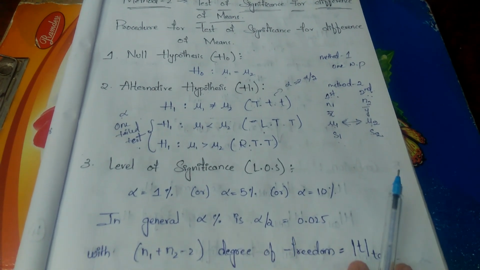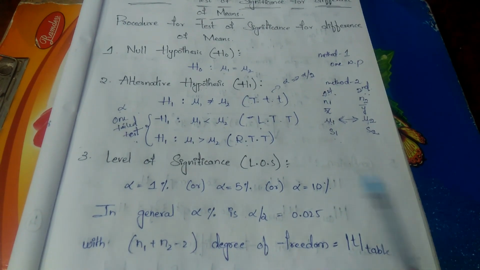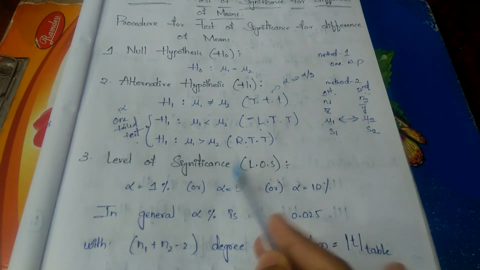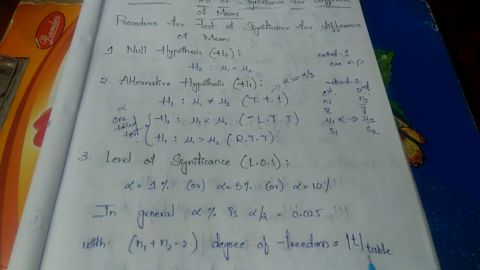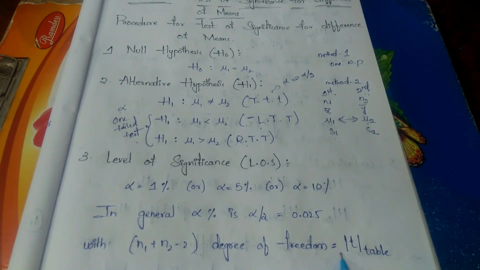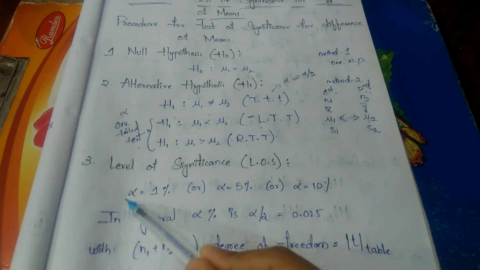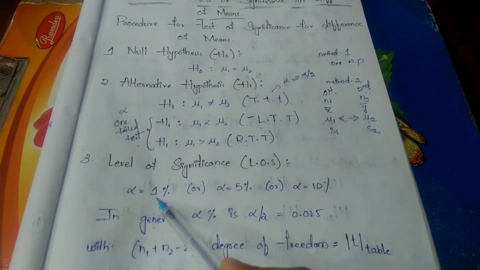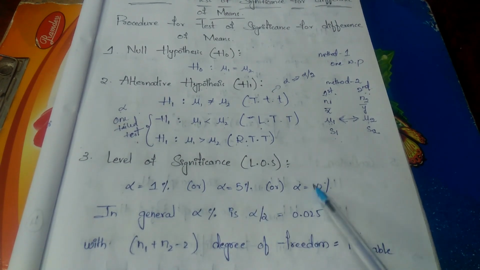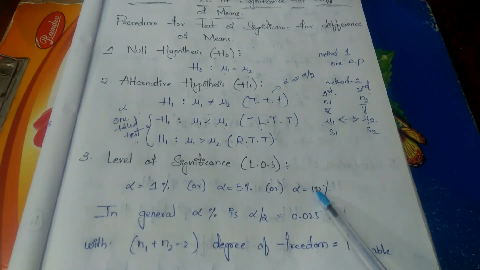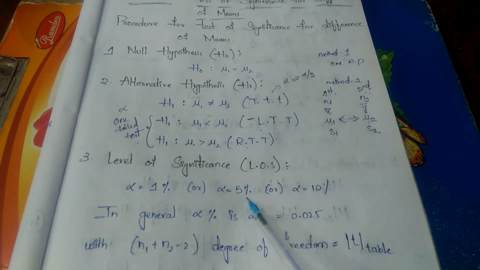Now in third, we are having the level of significance. So in the level of significance, we will calculate the table value. To get the table value, first the alpha value will be taken. Alpha can be 1% or 5% or 10%. But in the problem, if they didn't mention any alpha value, you have to consider it as 5% only. But if they give the value, then you have to take that value as alpha.